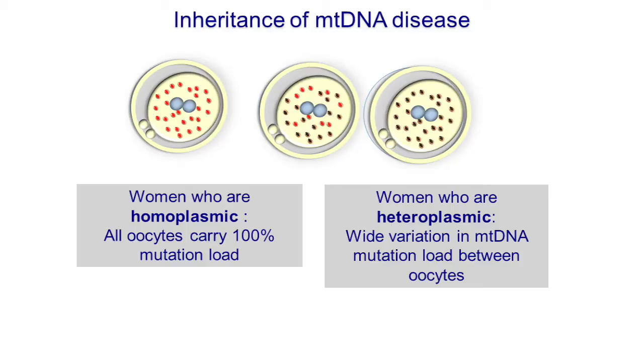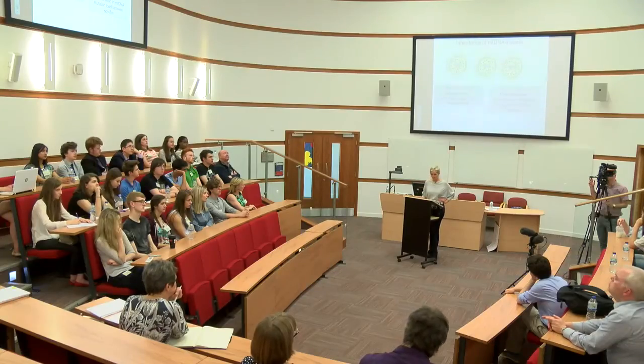So when there's 100% mutation, we call that condition homoplasmy. All oocytes carry 100% mutation load. For women who are heteroplasmic, there is wide variation in mitochondrial DNA mutation load between oocytes.